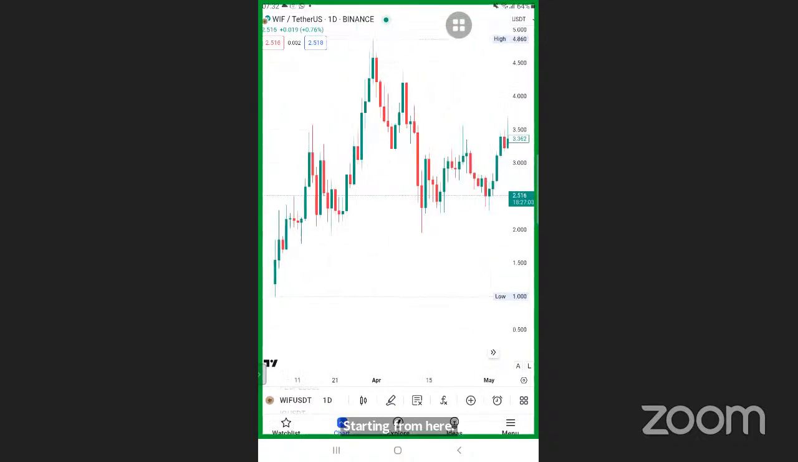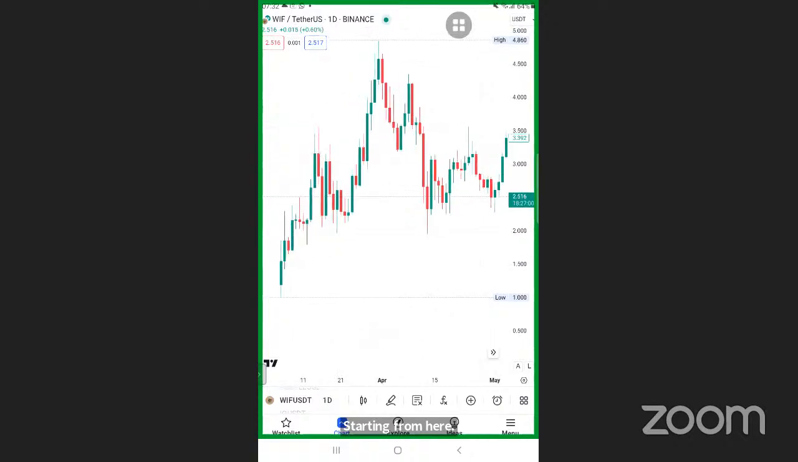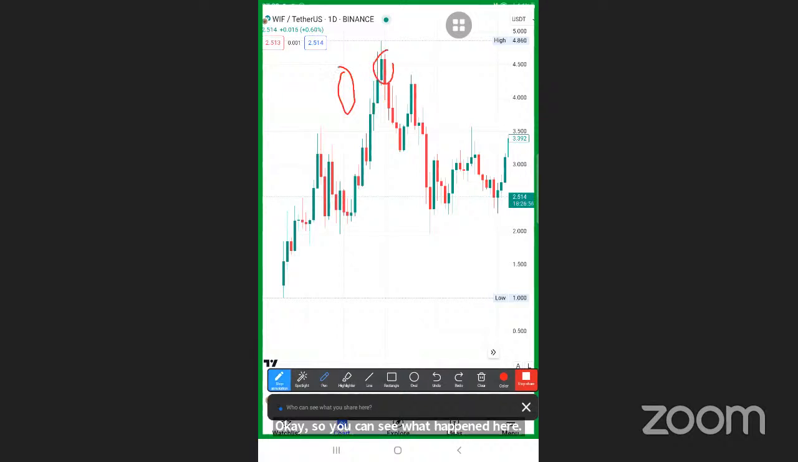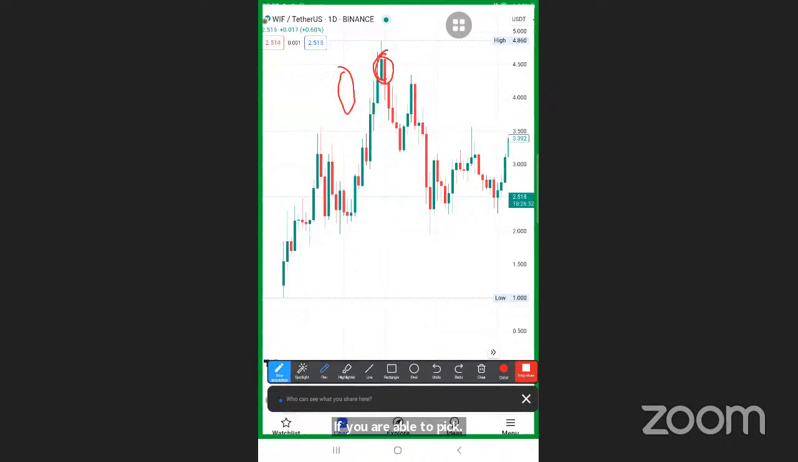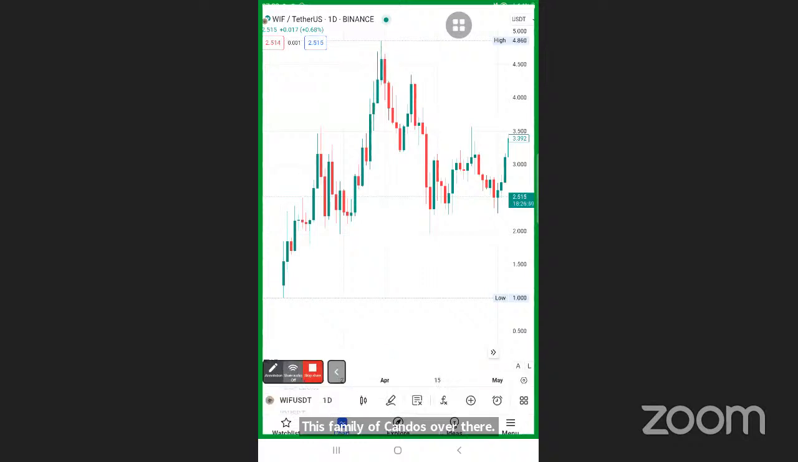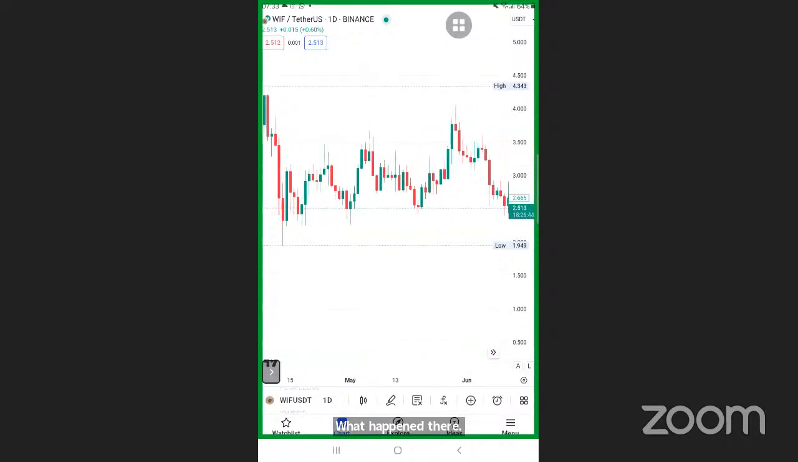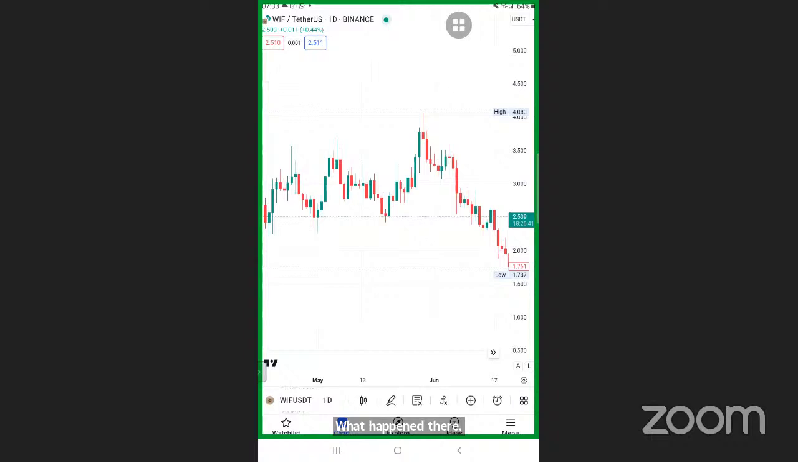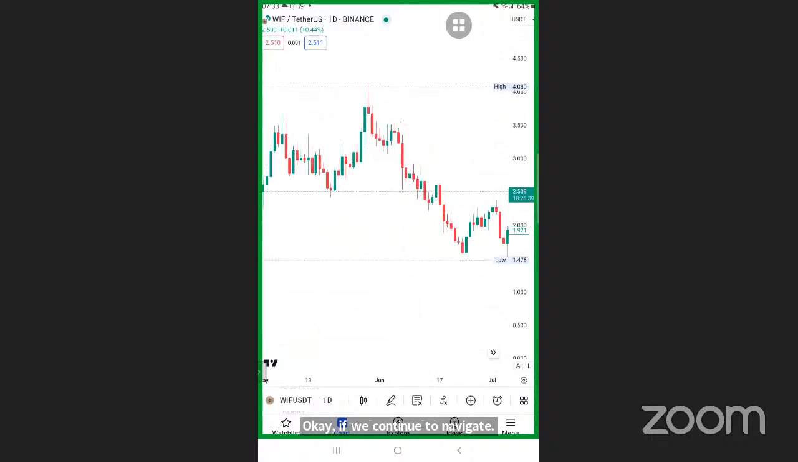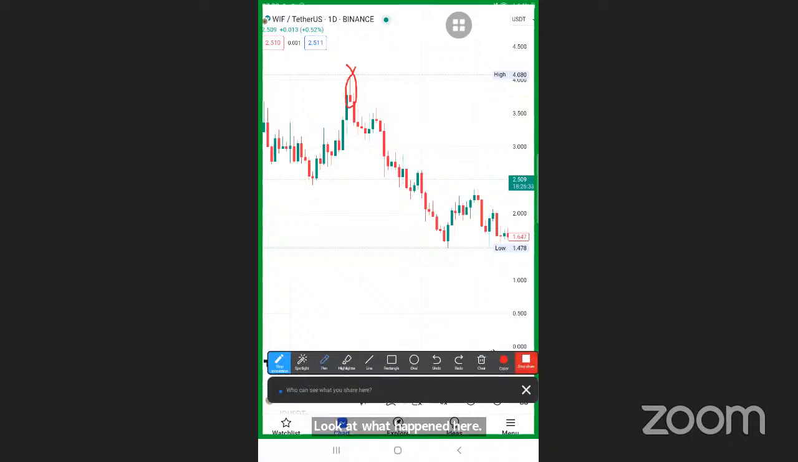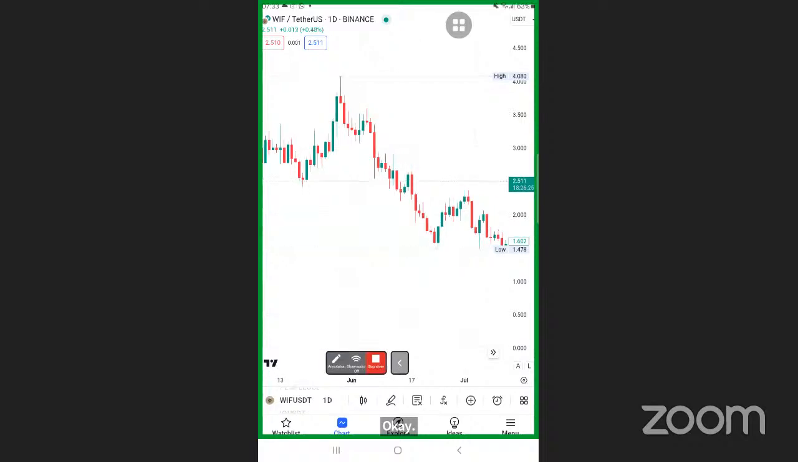Okay, so you can see what happened here. If you are able to pick this family of candles over there, you are able to pick that one. What happened there? Okay, if we continue to navigate. Look at what happened here, this type of candle. What happened there? Let's navigate more.